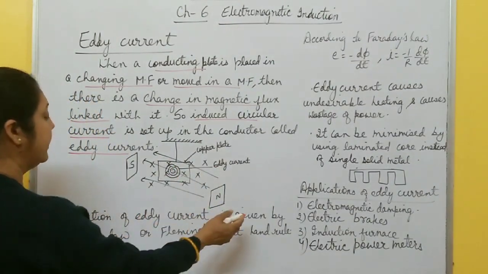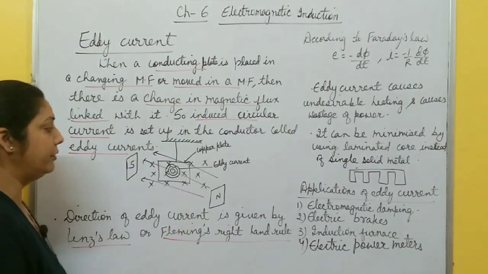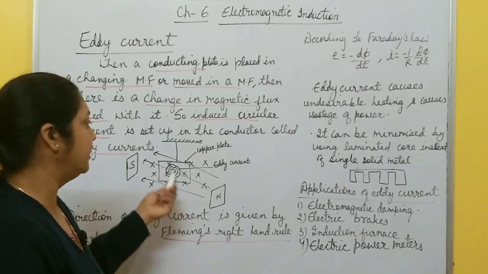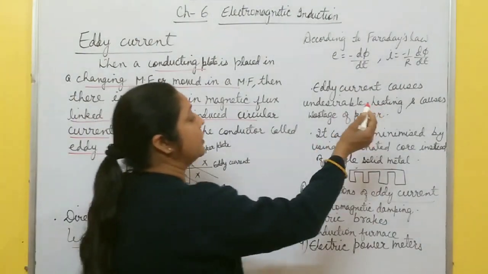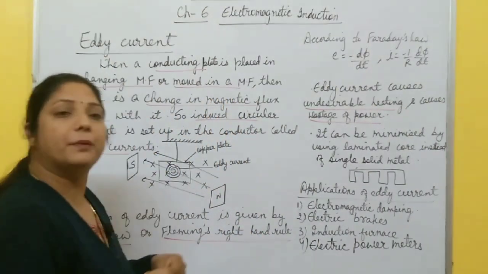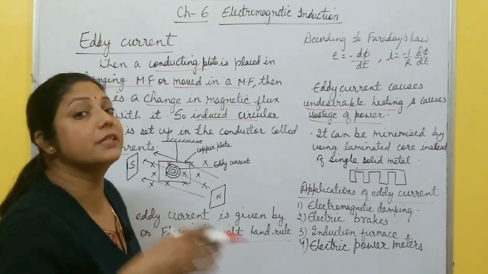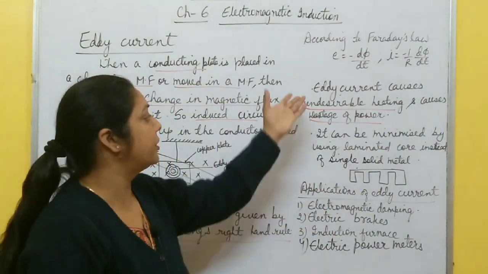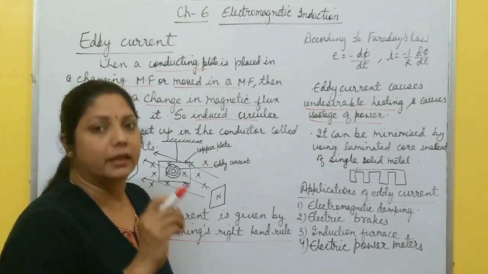The direction of this eddy current is given by Lenz's law, or you can use Fleming's right hand rule. We already discussed Lenz's law and Fleming's right hand rule before this. These eddy currents cause undesirable effects and wastage of power. Due to the production of eddy currents, there is a heating effect, and wastage of power. So we have to minimize the eddy currents in conducting plates.